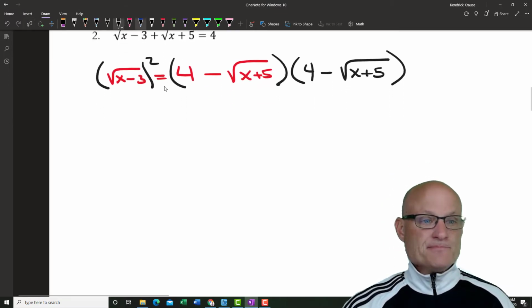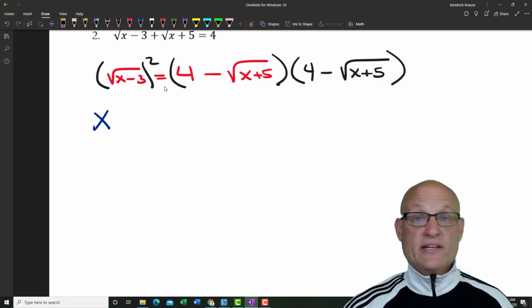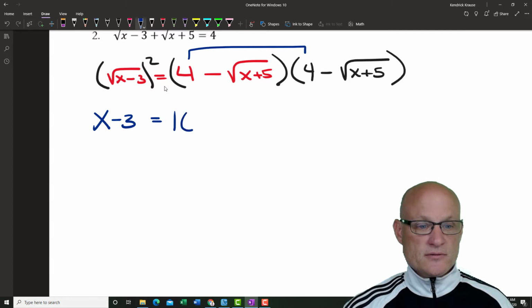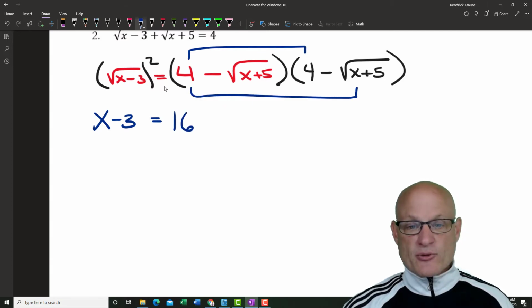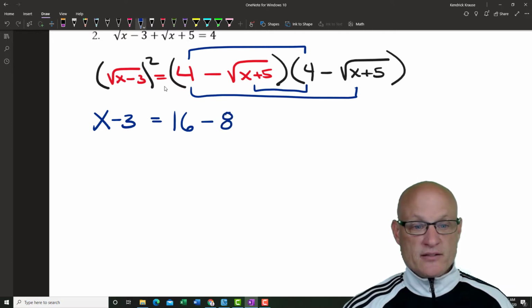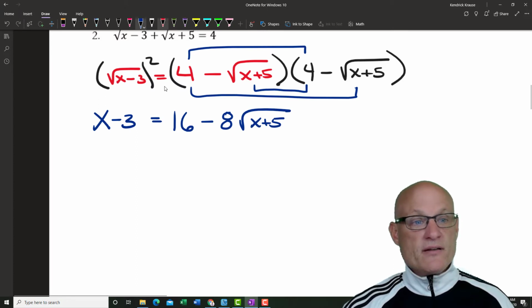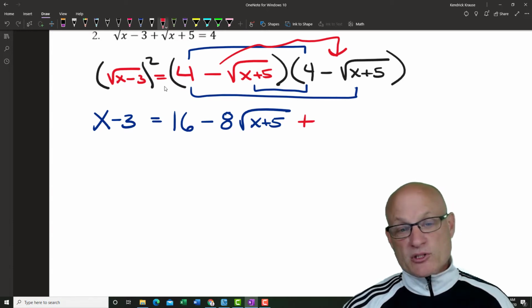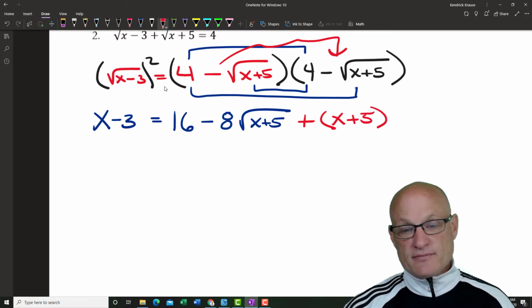Left side's easy. It's just x plus, oops, excuse me. Of course, it's only easy if you read it correctly. Minus 3 equals, all right, now we got some work to do. That's 16 minus, now I'm going to do this one together. Minus 4 and minus 4 is minus 8 square roots of x plus 5. And then this negative times this negative is positive. And when you multiply x plus 5 times x plus 5, you get x plus 5.